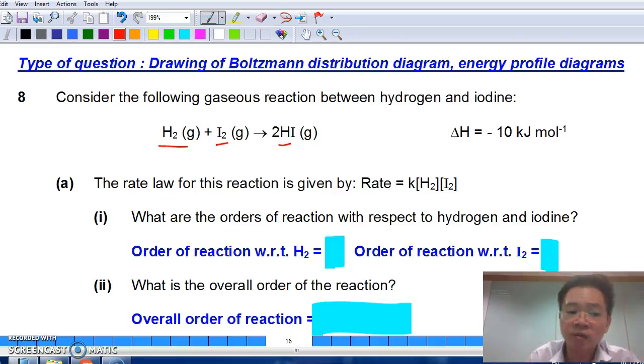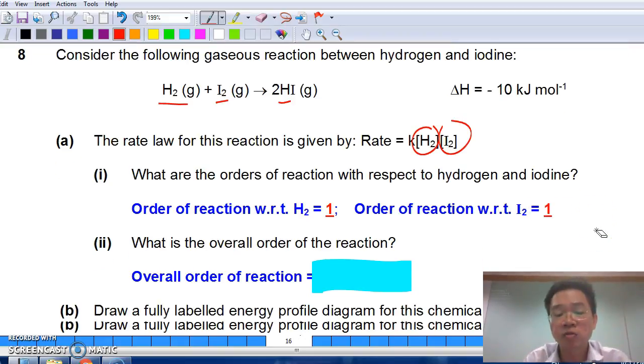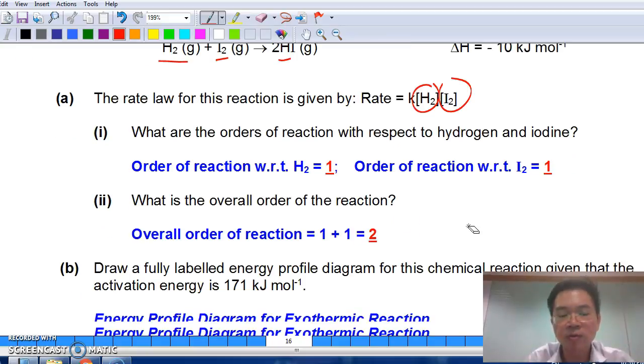Part A is quite straightforward. What's the order of reaction? We look at the rate equation. Both are power 1, so it's first order with respect to H2 and first order with respect to I2. And the overall order of reaction is 1 plus 1 equals 2.